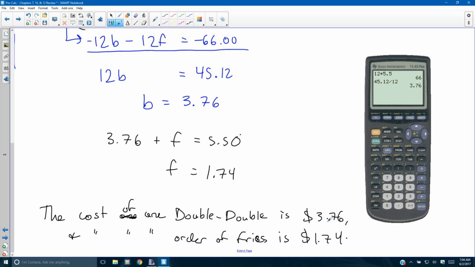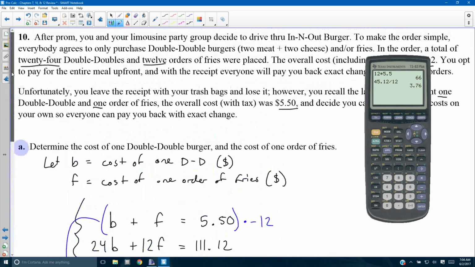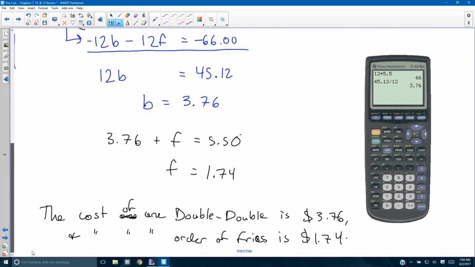You say, hey, you owe me this much. And by the way, this is with tax, all that stuff. So, hey, you can pay me back this much, whatever it is, based on how much they knew they ordered. They don't know how much it cost. They know what they ordered, though. Okay, so 376 and 174. Keep that in mind for this next part.